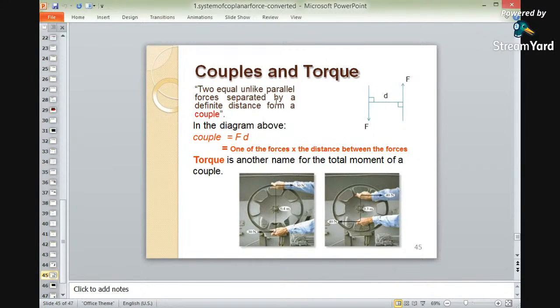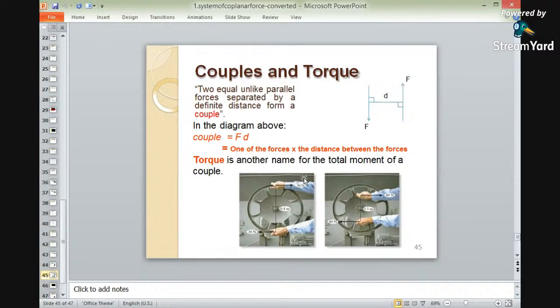Again, what is the unit of this couple? Force into distance. Moment and couple are one and the same, but in a couple, two parallel forces are applied. Here we have two parallel forces, and they are separated by distance d. So the couple is equal to one of the forces into the distance between the forces.